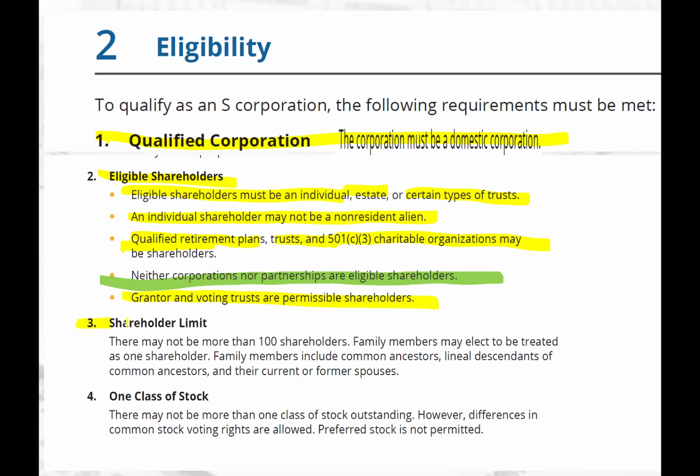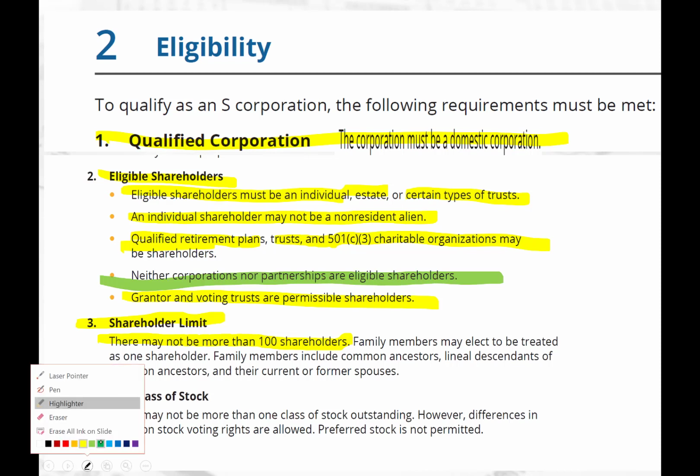Now, there is a limit. Okay, there may not be more than 100 shareholders. Okay, so it's going to be what? A small, closely held corporation that's going to be qualifying here under these circumstances as an S corporation.